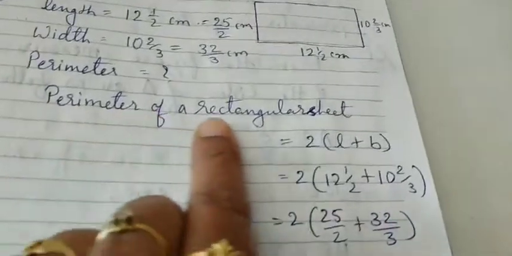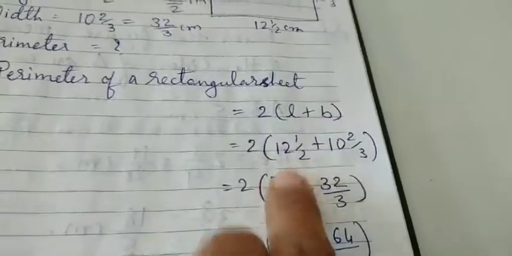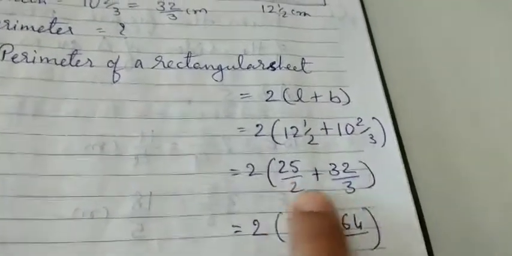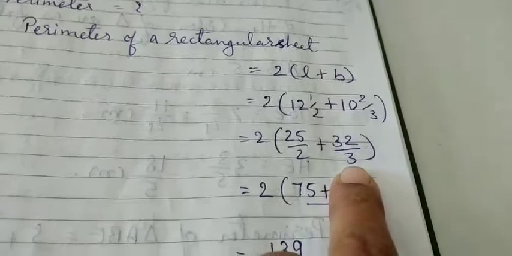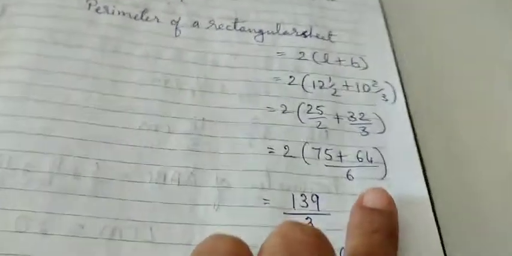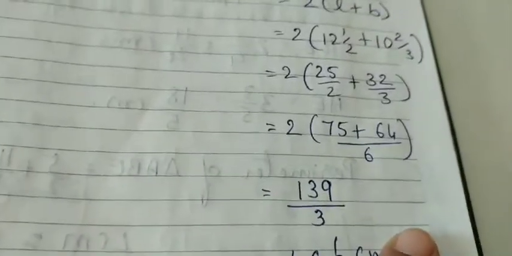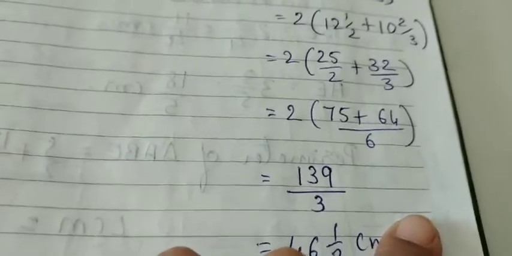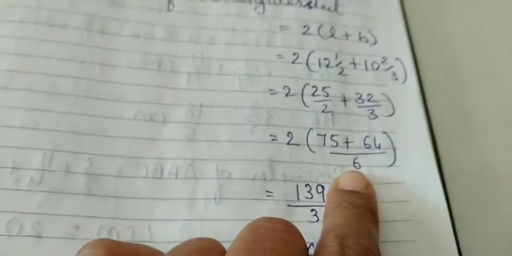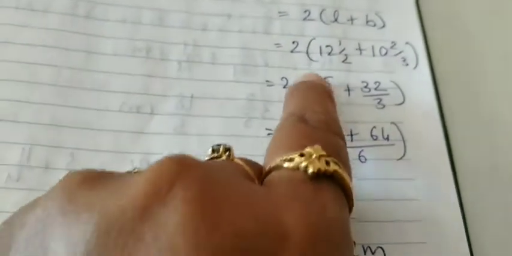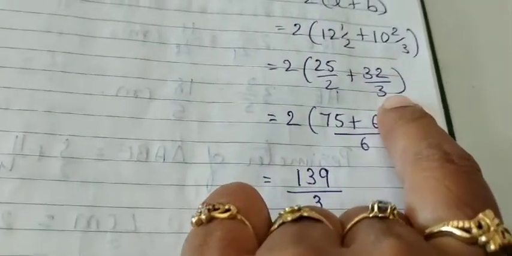So the perimeter of the rectangular sheet is equal to 2 into L plus B. Substitute the value of length and breadth, and you can see the denominators are not the same. Find out the LCM, make the denominators alike, and then continue the calculation. You have seen so many sums where addition and subtraction of fractions with unlike denominators were there, and whatever procedure we did, the same thing you have to carry out over here. Here we multiply by 3 to get 6 in the denominator place, and here you will multiply by 2 to get 6 in the denominator place.